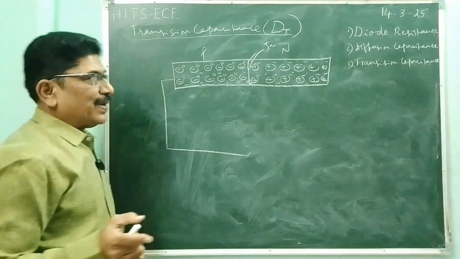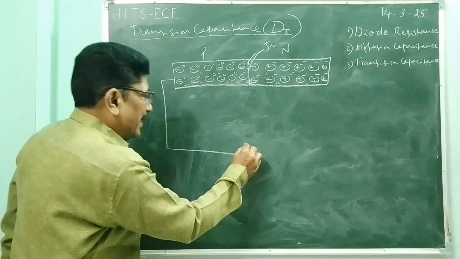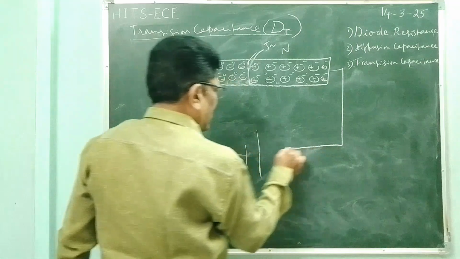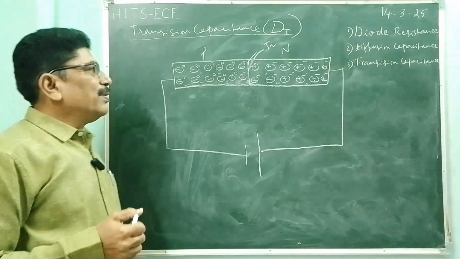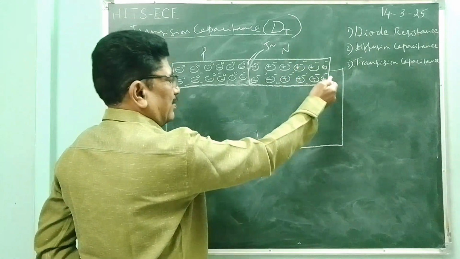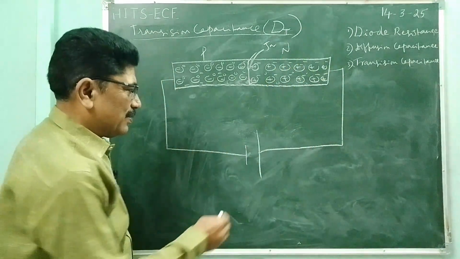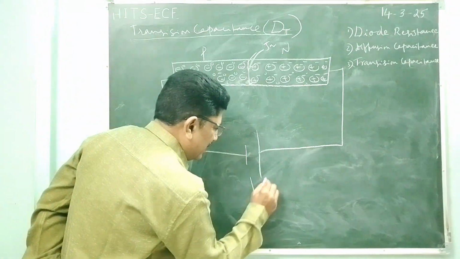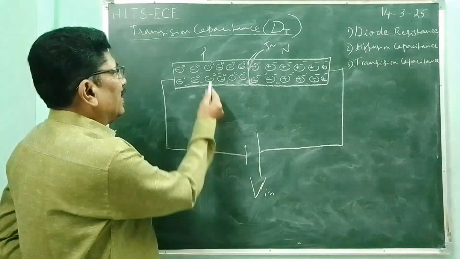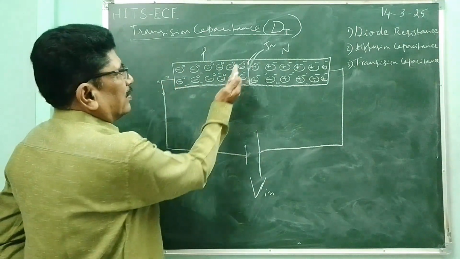Now the biasing is reverse bias. In reverse bias, the P-type terminal of the diode is connected to the negative terminal of the external voltage source, and the N-type is connected to the positive terminal of the external source. That is V, let us say the input voltage. This negative terminal will attract the holes. Holes will move like this.